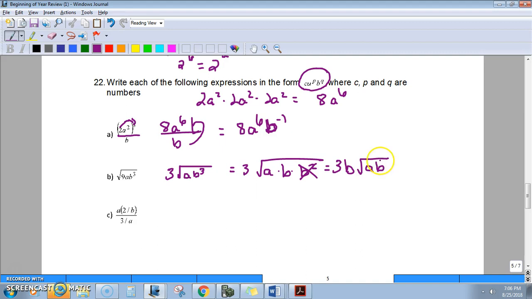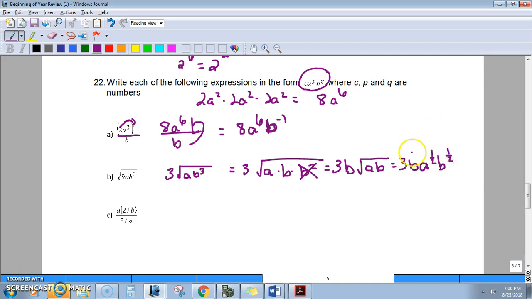Okay, and we really can't reduce that anymore, except it wants us to write it where we just have exponents and we aren't using radicals. So remember, the square root of something is really that thing to the half power. So this is equal to 3 times b times a to the 1/2 power times b to the 1/2 power.